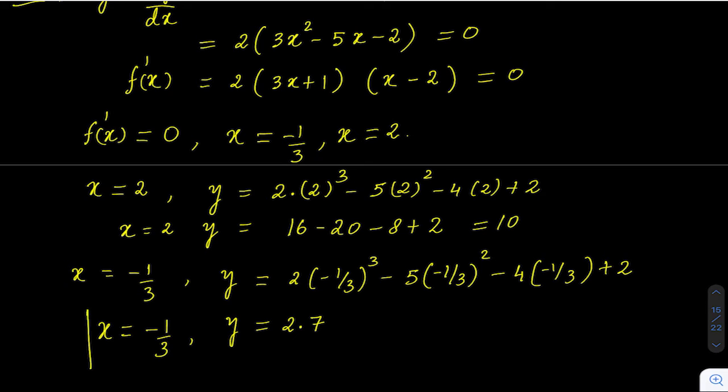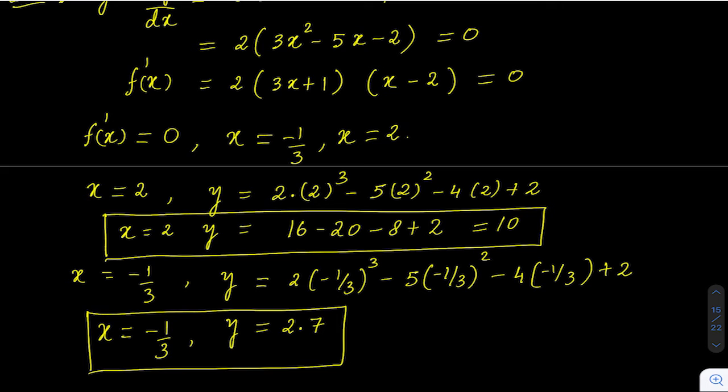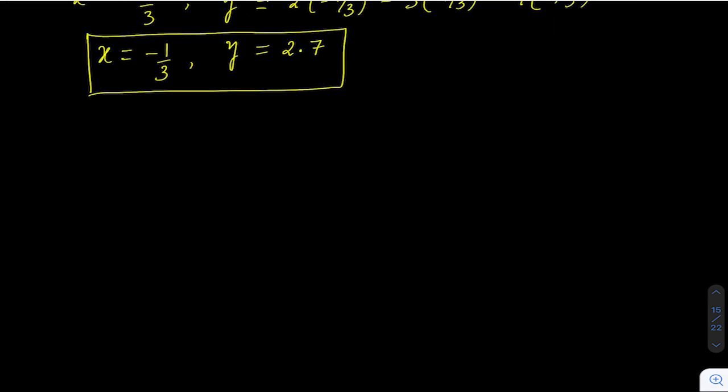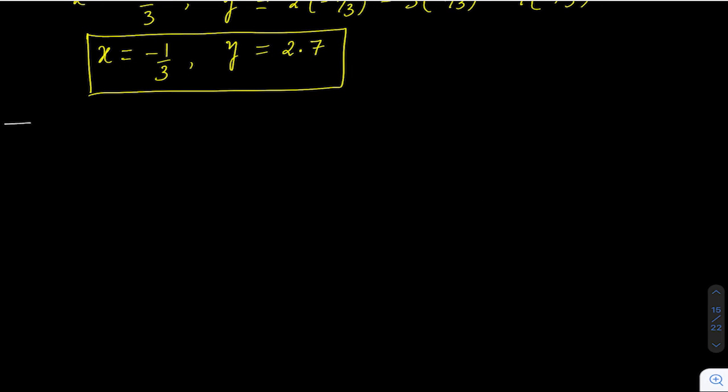Okay, so this is my x coordinate, this is my y coordinate, and this is my x and y. So I got 2 stationary points. Now I have to see which point is local maxima and which point is local minima. So now we will solve this using both methods, that is the first derivative test and the second derivative test. We will see how to use the first derivative test.